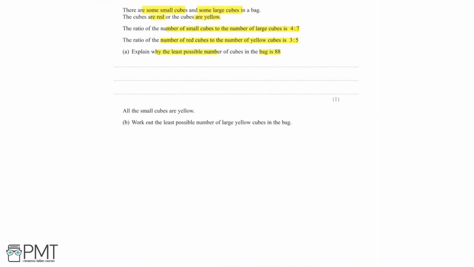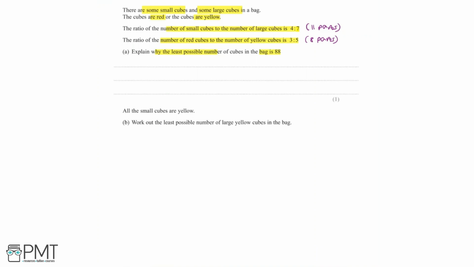Well, now we need to think about what these ratios mean. If the ratio of the number of small cubes to the number of large cubes is 4:7, we have a total of 11 parts, because 4 plus 7 is equal to 11. And if the ratio of the number of red cubes to the number of yellow cubes is 3:5, we have a total of 3 plus 5, which is equal to 8 parts.